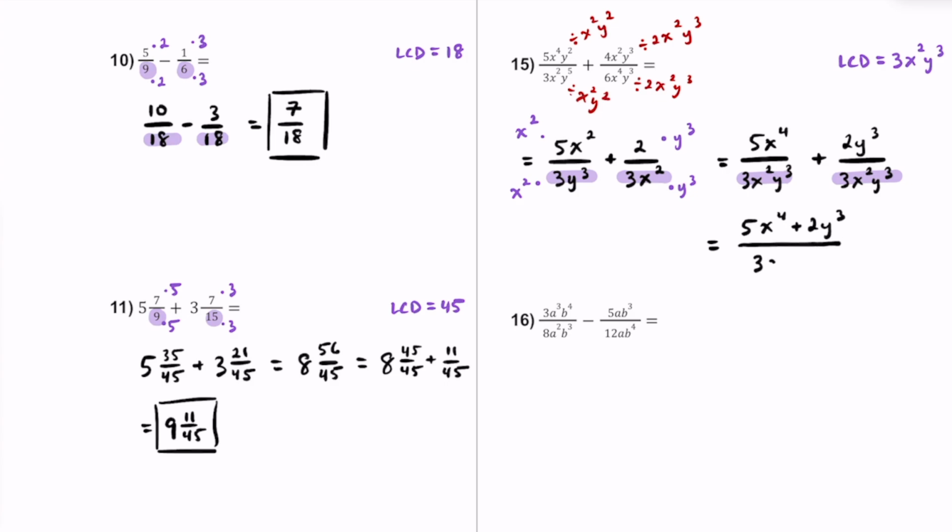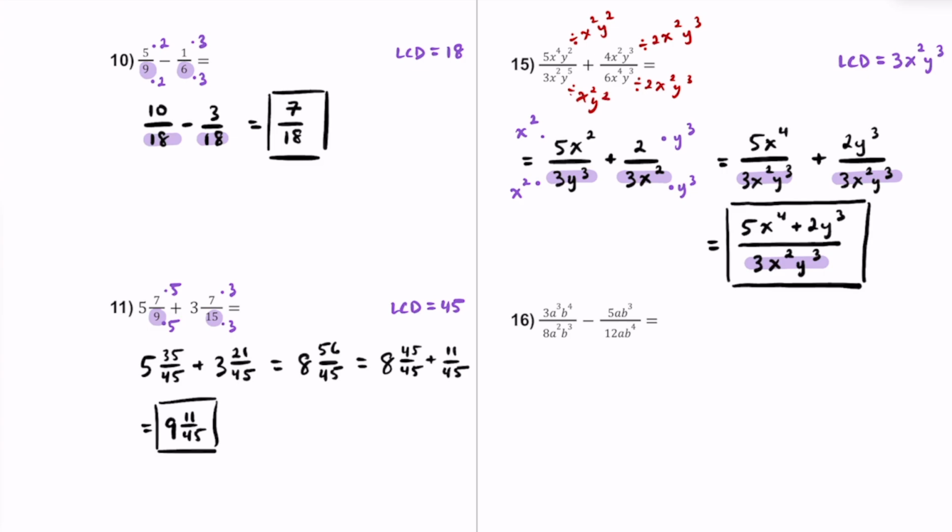And in the denominator, we're going to have this 3x squared y cubed, right? So this would be that least common denominator. This, though, would be our most simplified way to write the sum, or write this as one fraction or one expression when we're done here.